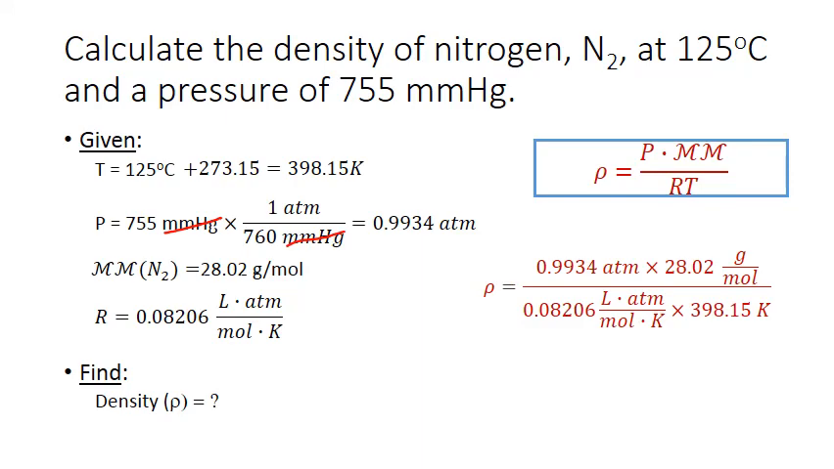And notice what happens to the units. Atmospheres cancels out. And moles will cancel out, as will Kelvin. The only units that we're left with are grams over liters. And that, of course, is the unit that we need for density, 0.852 grams per liter. And I've simply rounded to 3 significant figures at the end to match the number of significant figures in my original measurements.